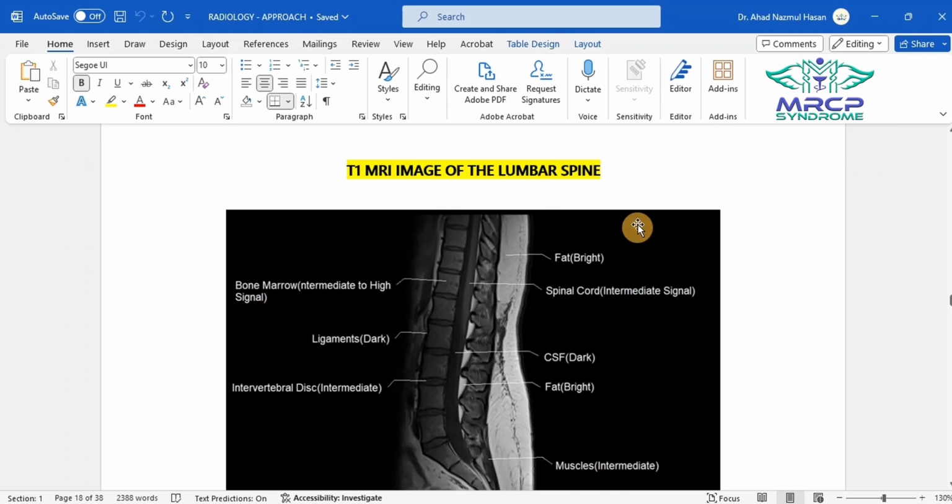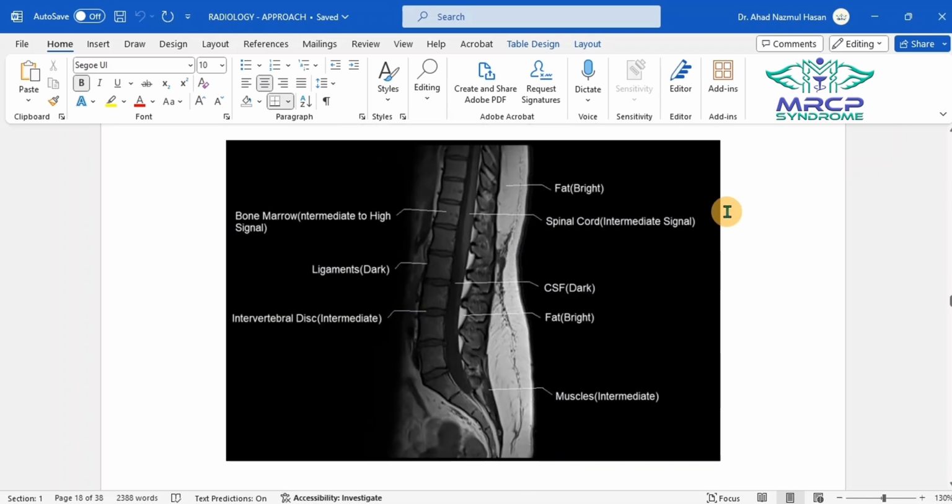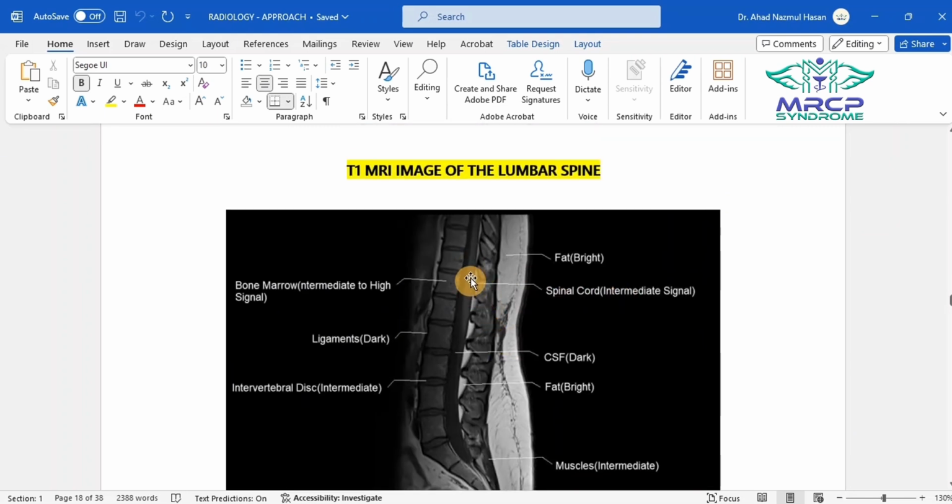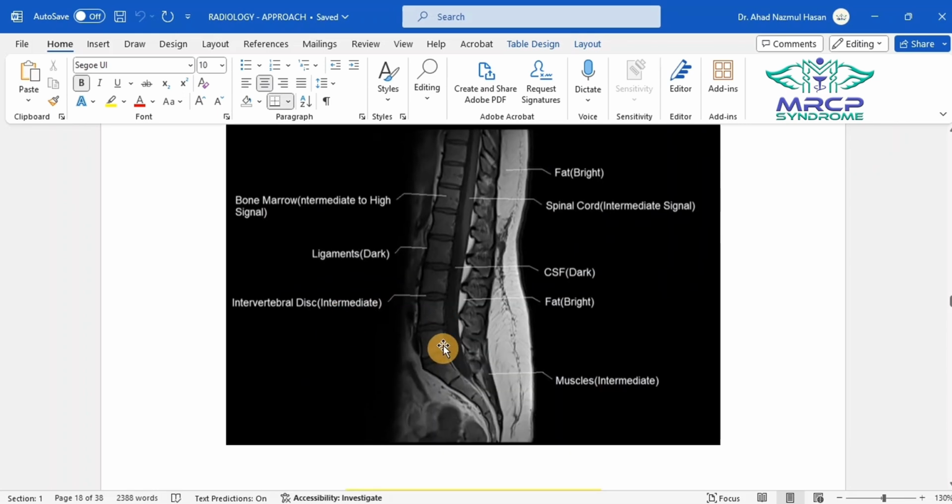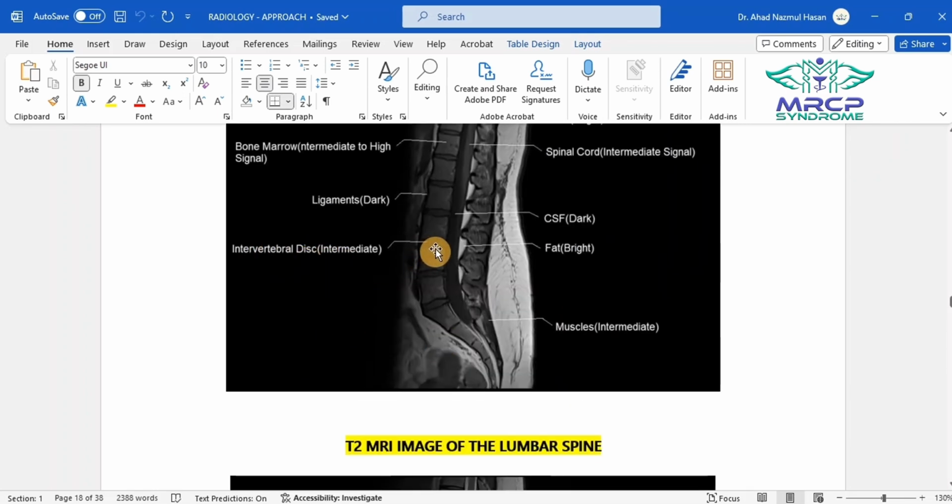So next one is T1 MRI images of the lumbar spine. Similarly, the spinal cord will appear as black. The CSF would be dark. The fat would be bright. Muscles would be intermediate. The ligaments would be dark. So memorize this: the ligament would be dark in T1. And the intervertebral disc is usually iso-intense.